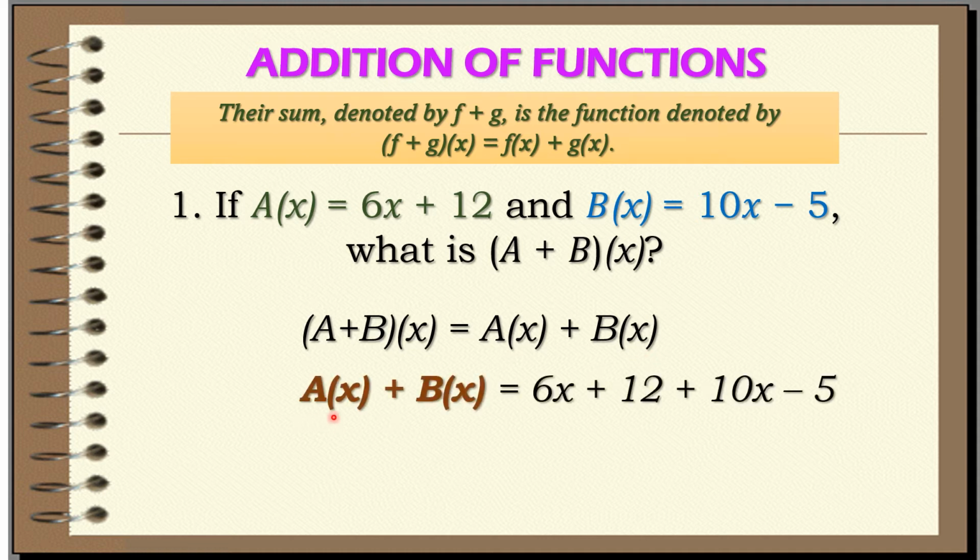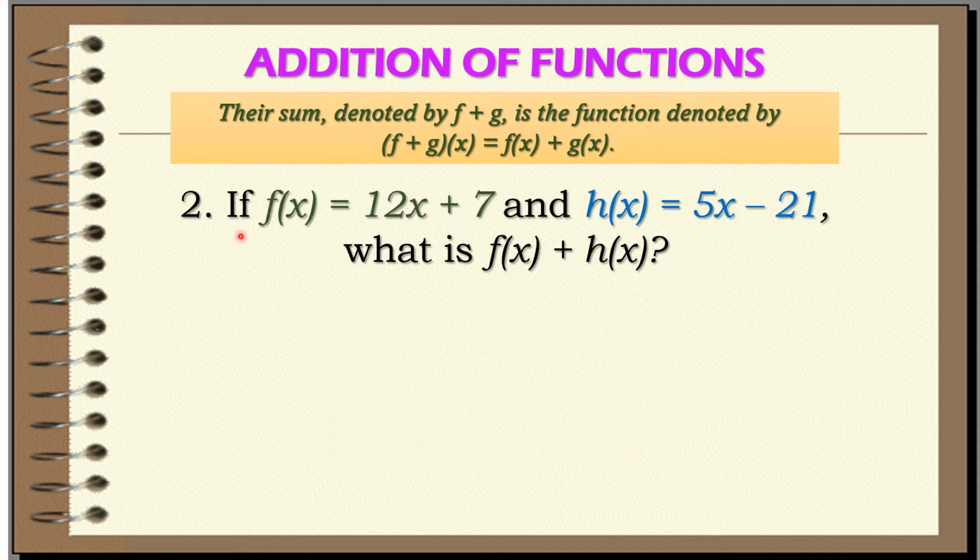Then we have a of x plus b of x is equal to, we write the value of this function, that is 6x plus 12, plus the value of b of x, which is 10x minus 5. And then we combine the like terms. So we have here 6x plus 10x, that is 16x, then 12 minus 5, that is positive 7. So therefore, the answer is 16x plus 7. Okay? So that's the answer for this problem or example.